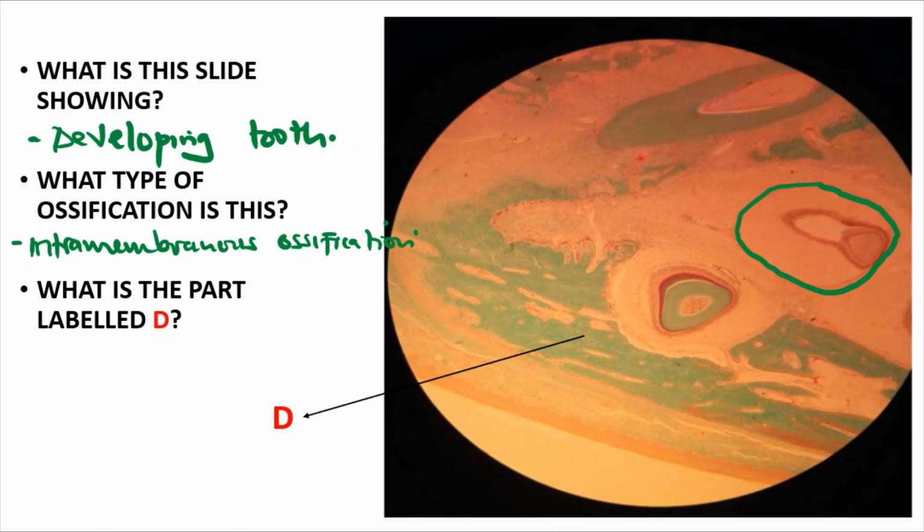And then the part labeled D, that is just embryonic connective tissue. You can say mesenchymal connective tissue if you want.